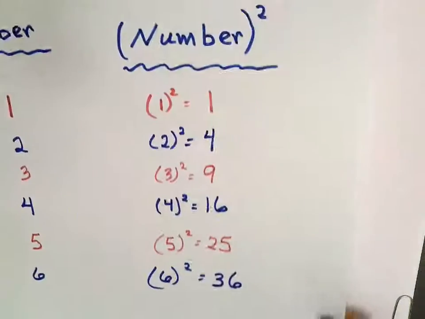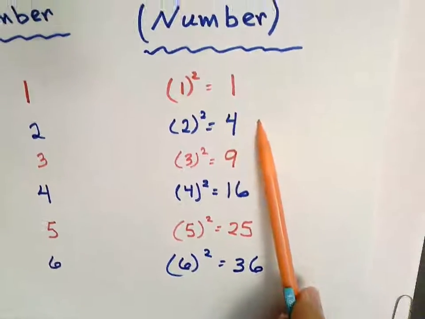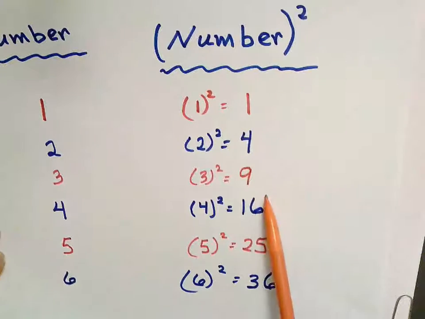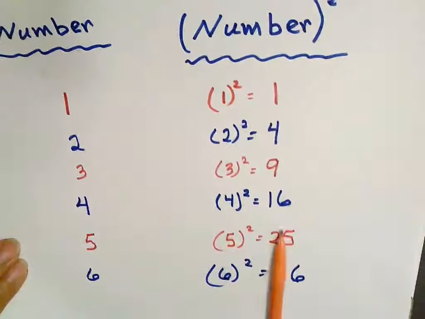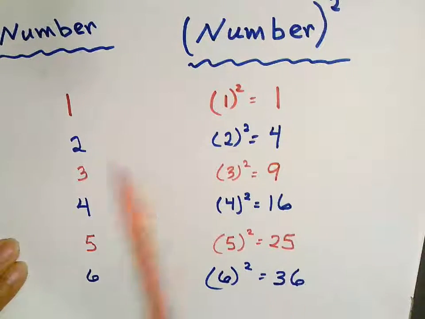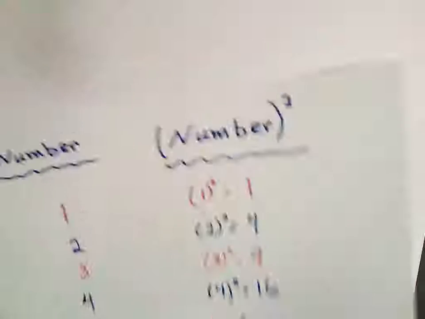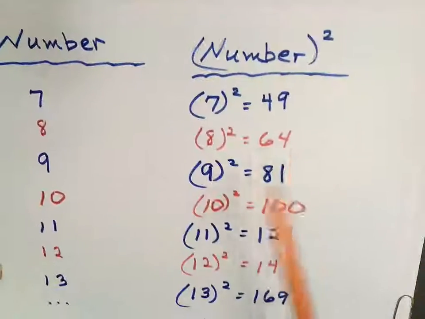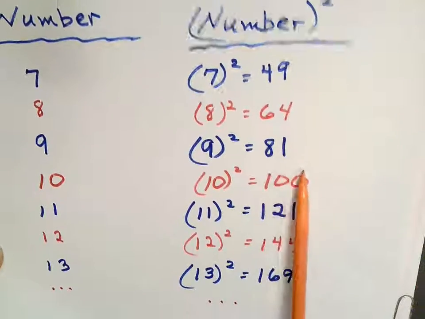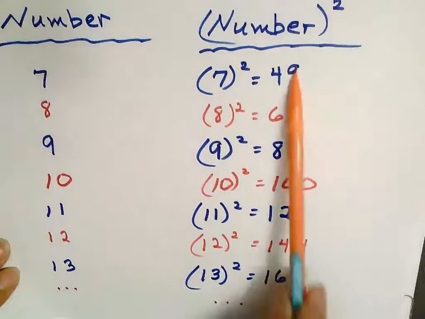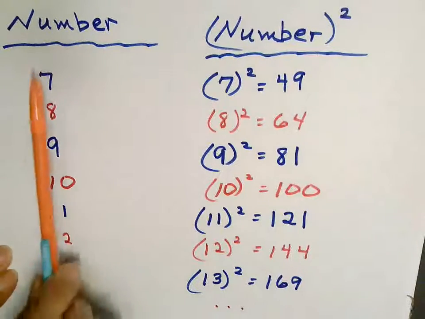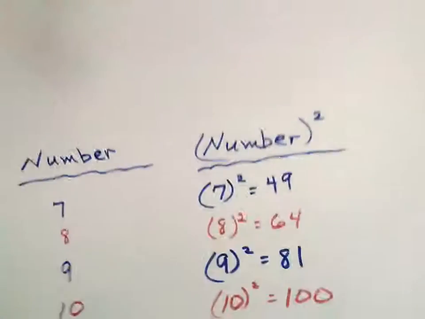Next, we're going to look at numbers that are perfect squares. 1, 4, 9, 16, 25, 36. These are all perfect squares. And the way I got these perfect squares, I took each number and squared it. So I did a few more of these. 49, 64, 81, 100, 121, 144, 169, and so on. These are all perfect squares. And again, I got them by taking this number and squaring it.